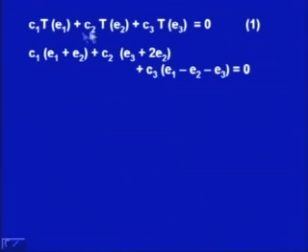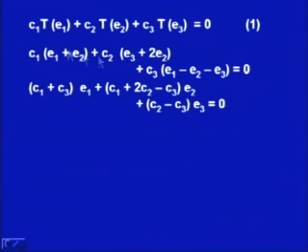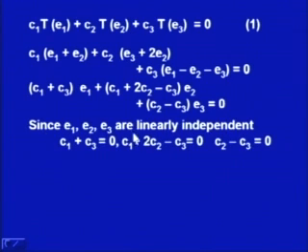Now, we use the definitions of TE1, TE2, TE3 given to us. So, we write down C1 times (E1 plus E2) plus C2 times (E3 plus 2E2) plus C3 times (E1 minus E2 minus E3) equal to 0. We will combine the different terms. We will have (C1 plus C3) multiplied by E1 plus (C1 plus 2C2 minus C3) multiplied by E2 plus (C2 minus C3) multiplied by E3, and this is equal to 0. Since E1, E2, E3 are linearly independent, therefore C1 plus C3 is equal to 0, C1 plus 2C2 minus C3 equal to 0, which is the coefficient of E2, and the coefficient of E3 is C2 minus C3 equal to 0.